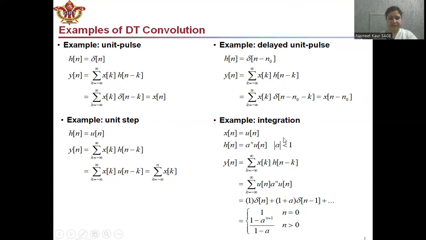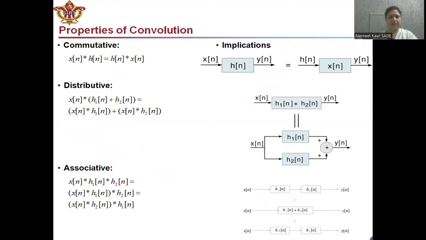Similarly, for the summation, when h[n] is a raised to the power n u[n], I will get y[n] as this expression. When n is equal to 0, it has value 1. And when n is greater than 0, it is (1 minus a^(n plus 1)) upon (1 minus a), where a is the common ratio and n is the number of terms.